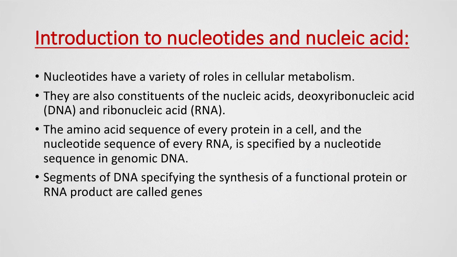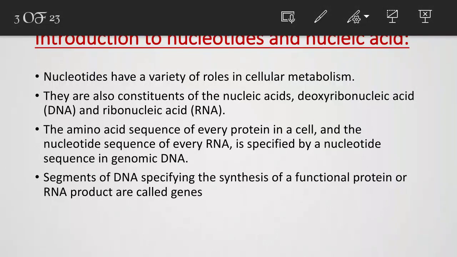Introduction to nucleotides and nucleic acid. Nucleotides have a variety of roles in cellular metabolism. They are also constituents of the nucleic acids, deoxyribonucleic acid (DNA) and ribonucleic acid (RNA). The amino acid sequence of every protein in a cell and the nucleotide sequence of every RNA is specified by the nucleotide sequence in genomic DNA. Segments of DNA specifying the synthesis of a functional protein or RNA product are called genes.